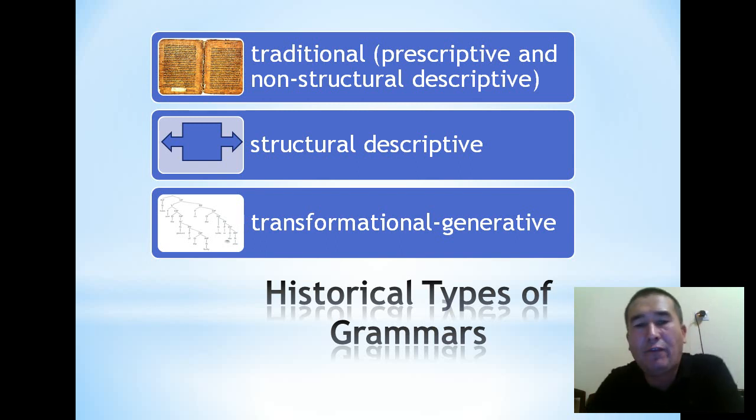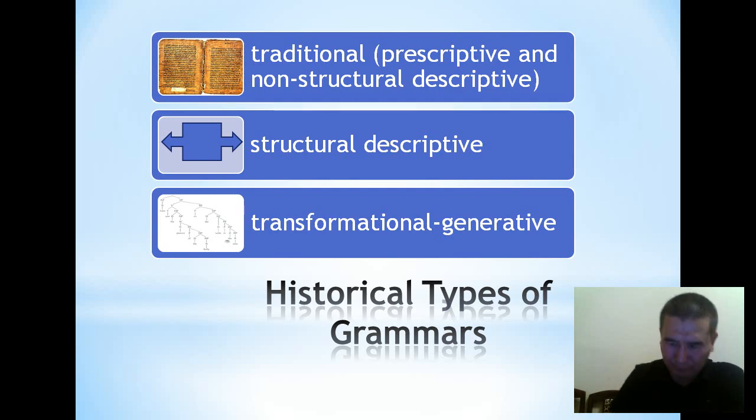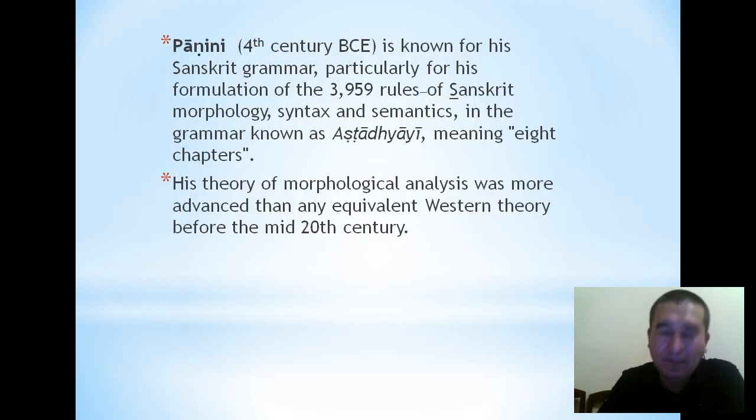So let's start from historical types of grammars. The ancient one is traditional, prescriptive and non-structural descriptive grammar. And the second one, structural descriptive. This dates back to the 18th, 19th century, and transformational generative grammar dates back to the beginning of the 20th century. We shall discuss it in our future lectures.